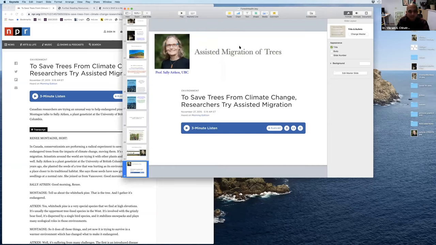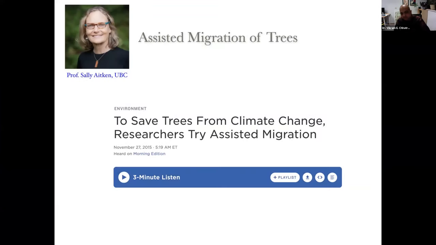So assisted migration is definitely the new big thing after genetic engineering to mitigate the warming climate and its effect on natural populations of forest trees. So we're running very close to, I've actually run over time.